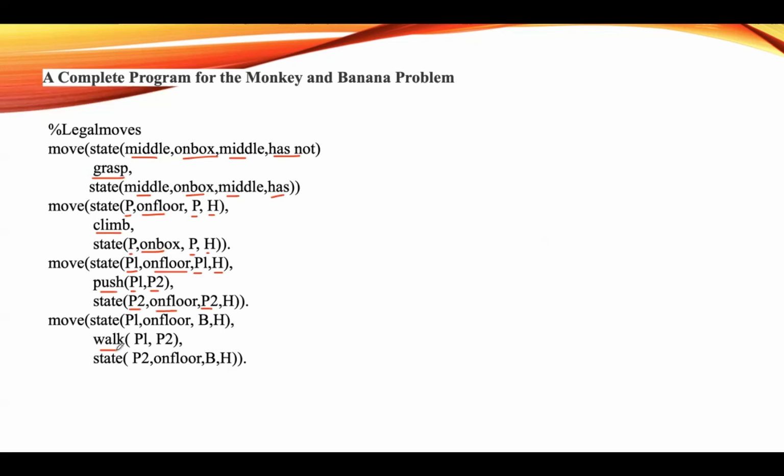And the last move, walk. While walking also, the monkey walks from P1 to P2, and it is on the floor only. It can walk only on the floor, right? So we are not bothered about the position of the box and whether it is having the banana or not. Using these legal moves, we need to achieve the task.